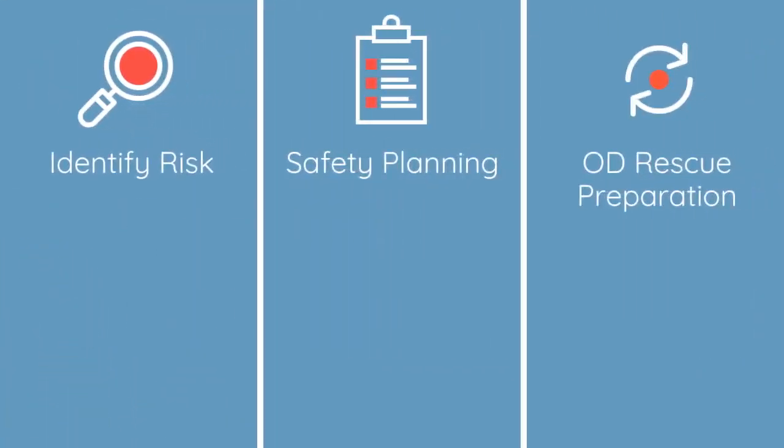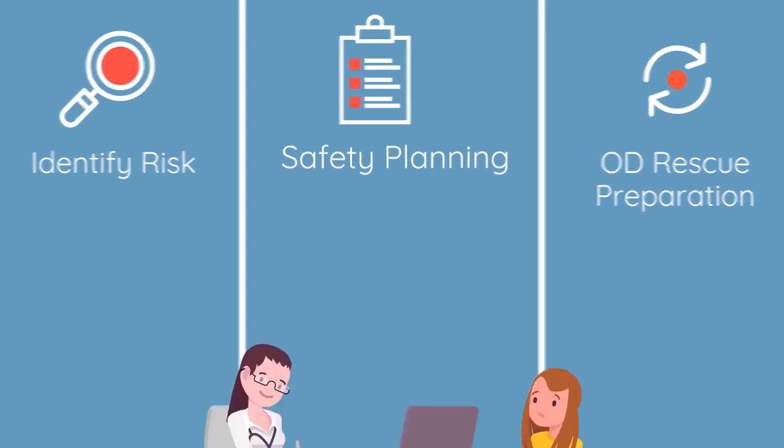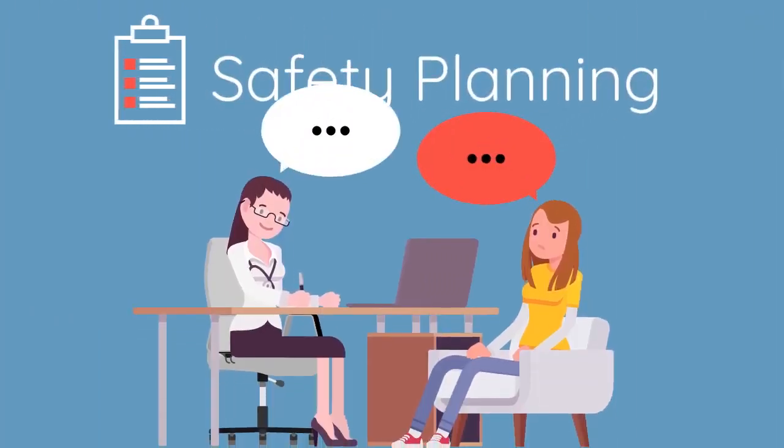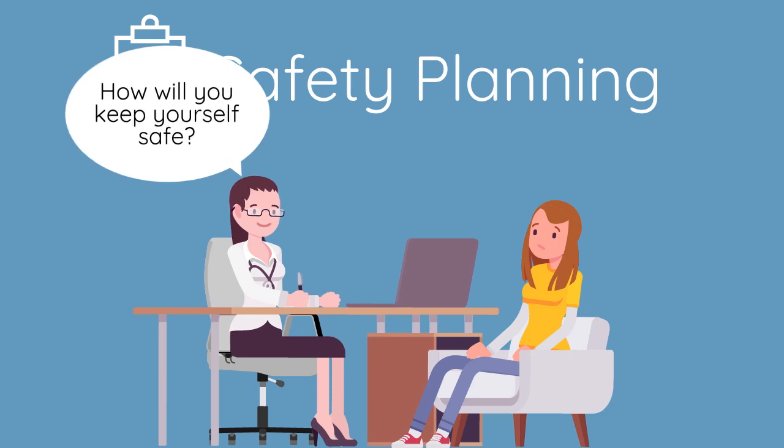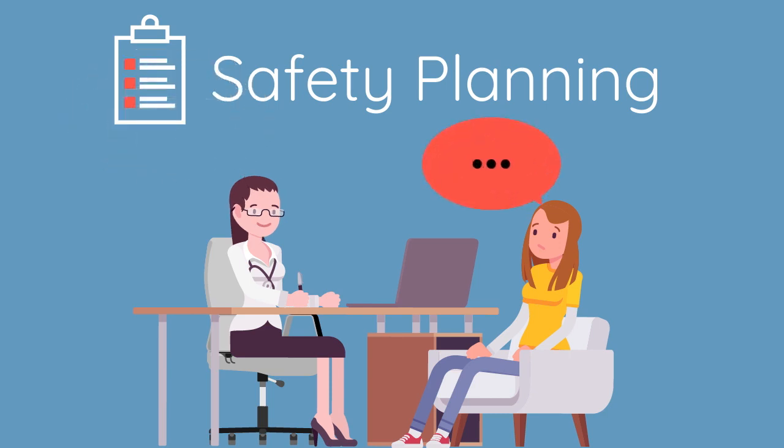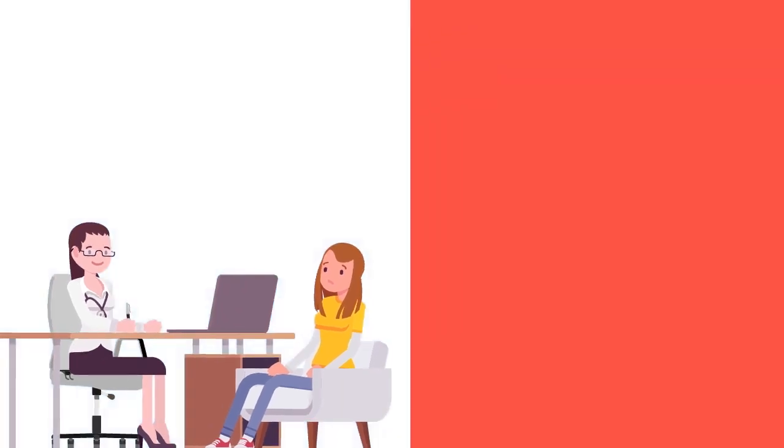Developing a safety plan, the second key strategy, addresses the identified overdose risk factors. Safety planning is an active and collaborative process with the patient, which is updated and modified as circumstances or risk factors change. An example of how to begin safety planning is to ask the patient, how will you keep yourself safe from an overdose? The following are recommended action steps for providers.